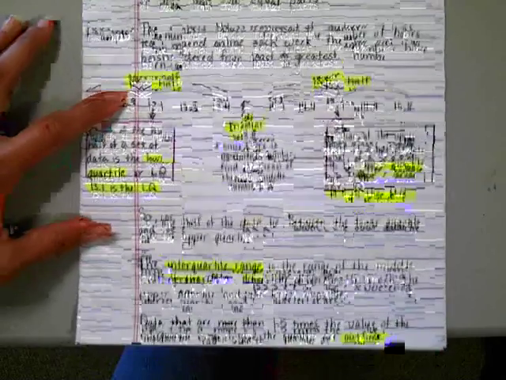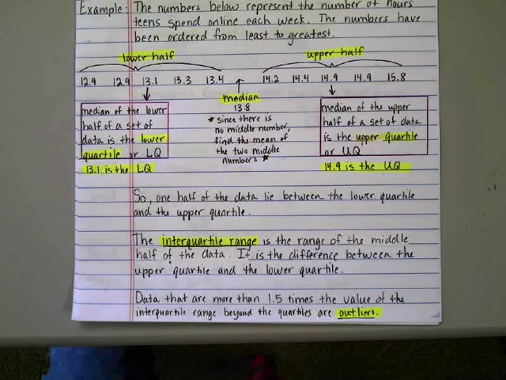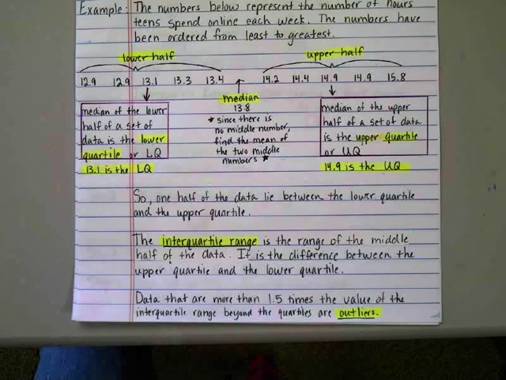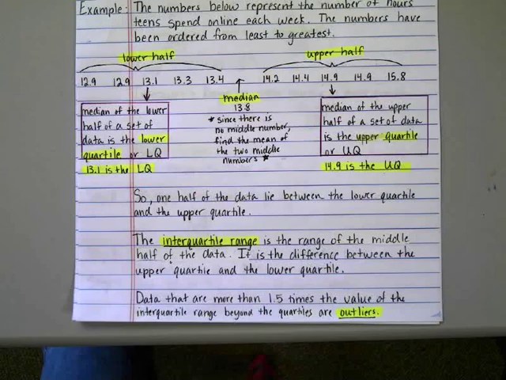There's a little more vocabulary. The interquartile range is the range of the middle half of the data. And here's the key. It is the difference between the upper quartile and the lower quartile. And that means we're going to subtract or find the difference between the upper and lower quartiles, and that will give us our interquartile range. And if you think about that word, interquartile range, that makes sense, that it's between these upper and lower quartiles.